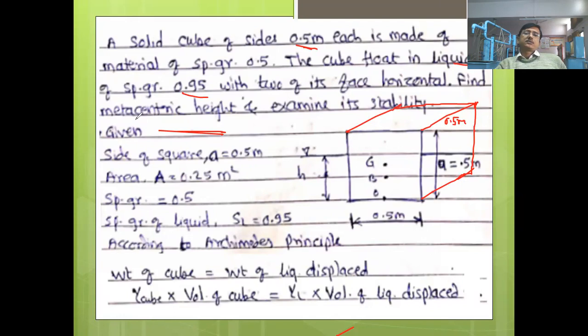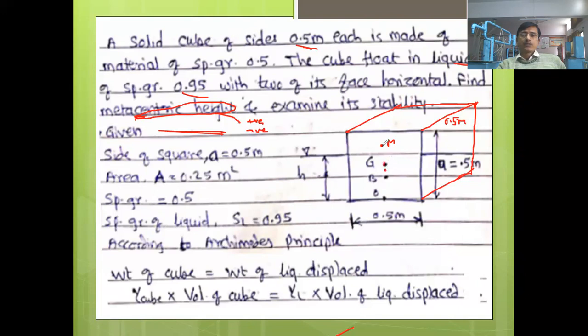What is asked here? To find out the metacentric height. And after finding the metacentric height, if the value comes positive, what does it mean? That M is above G. Okay, we can say that M is above. If this value of metacentric height comes negative, then we can say that M is below G.